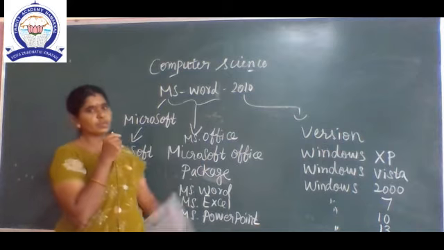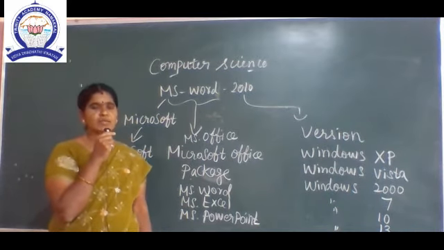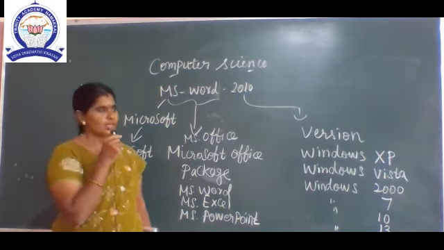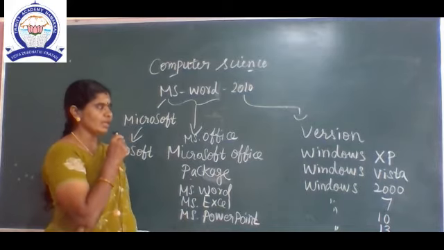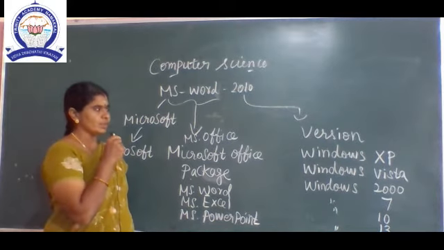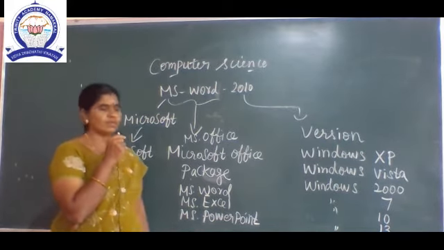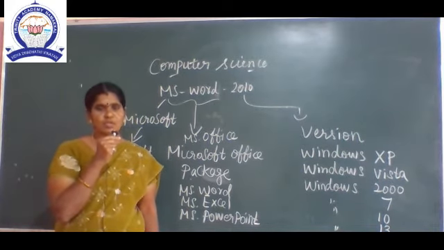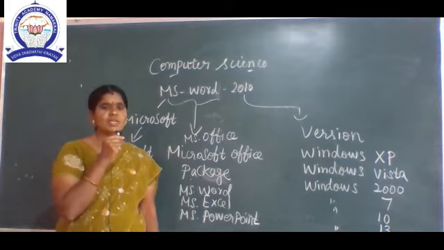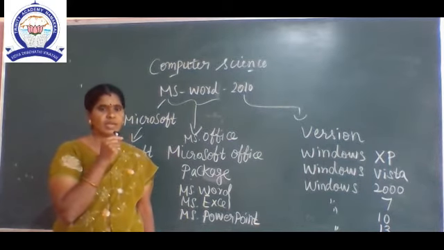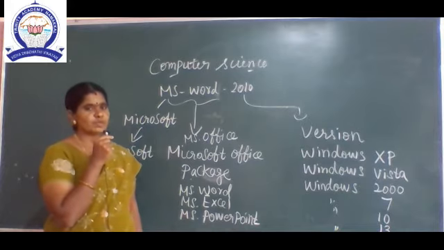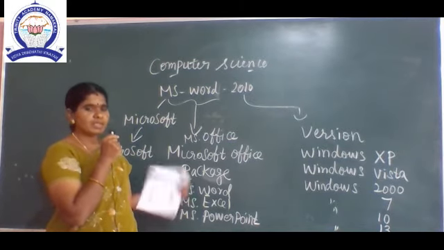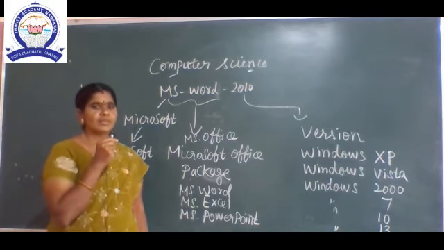What is meant by 2010? 2010 is a version. Okay. What are the other versions? Already we learned regarding the versions: Windows XP, Windows Vista, Windows Professional, Windows 2000, Windows 2007, Windows 2010 and Windows 2013. Okay, so these are the different types of versions. But in this chapter we are learning MS Word 2010.